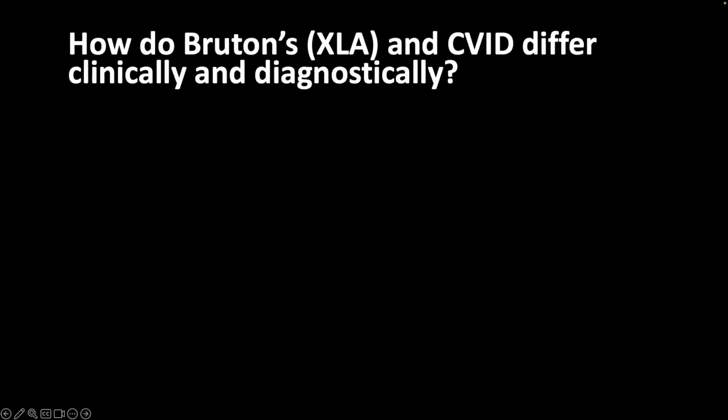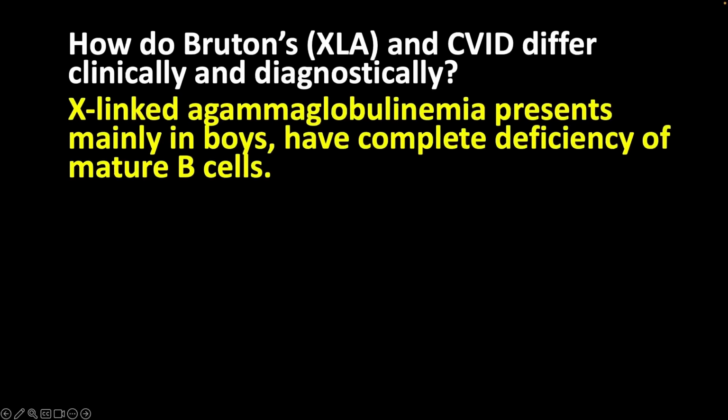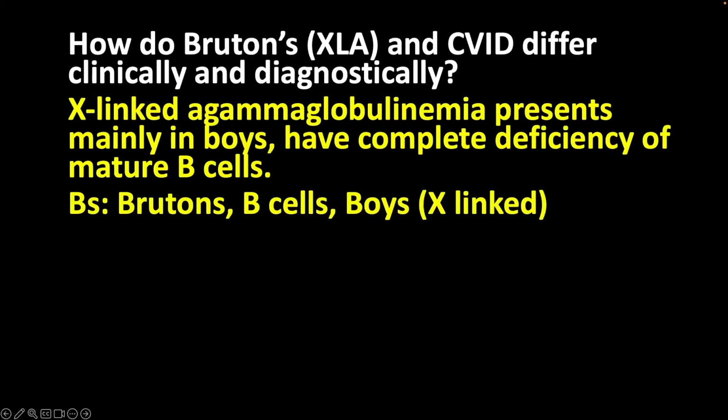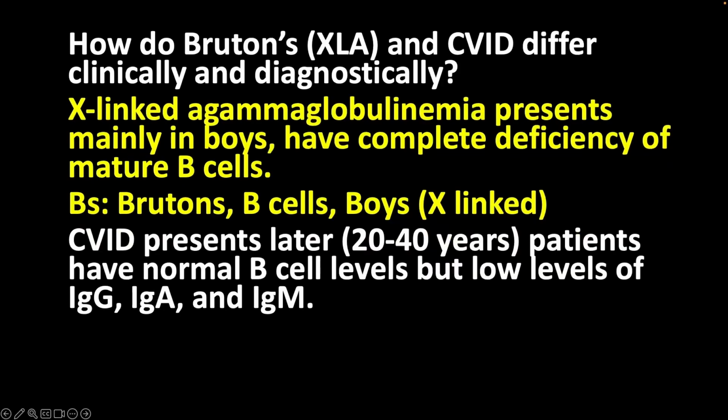How does Bruton's and CVID differ clinically and diagnostically? Bruton's presents mainly in boys, and they have a complete deficiency in mature B cells. So you can remember this by the B's of Bruton's. You have Bruton's, B cells, boys, because it's X-linked. CVID presents later in life. Patients have normal B cell levels, but low levels of IgG, IgA, and IgM. And how do you treat both? IVIG.